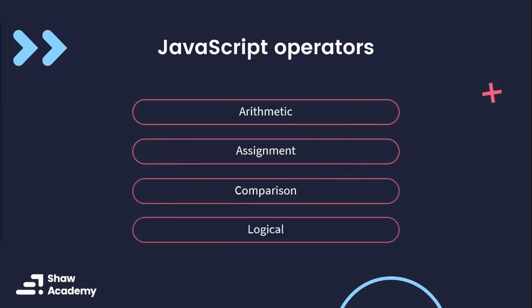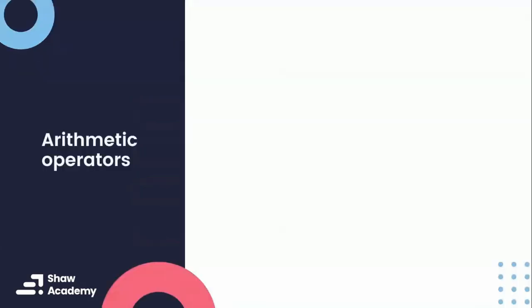And then lastly, we have logical operators, and this is used to test if one or more conditions are met when comparing variables. So you would generally get a boolean as a result, and that could either be a true value or a false value, if you remember correctly from our previous lesson. Excellent. Now let's take a closer look at arithmetic operators and how we can use them in JavaScript.